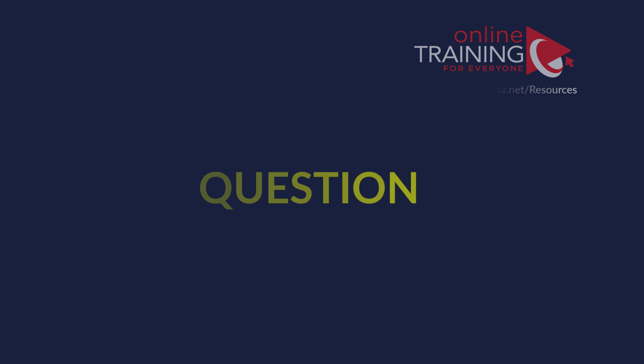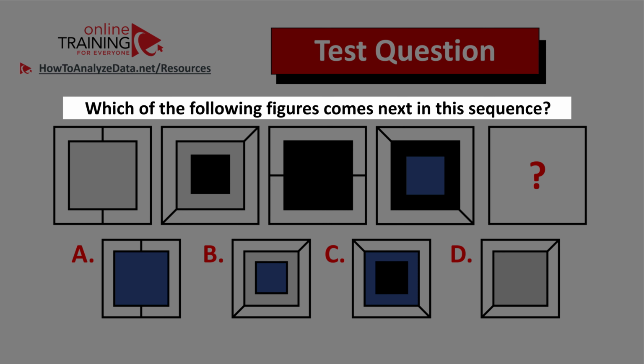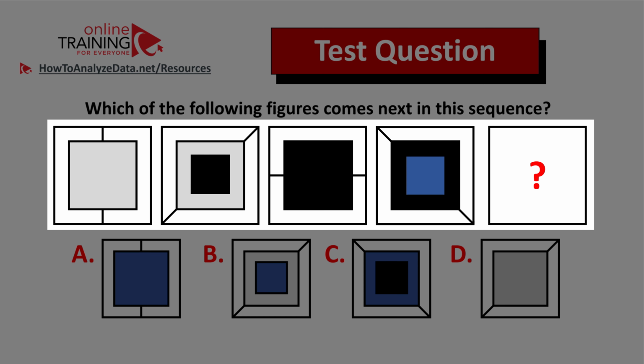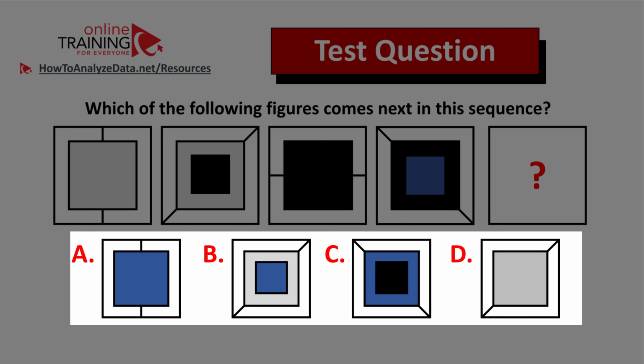Let me share with you a tricky question from the test. I have confidence, though, that you might figure out the answer. Here's the question. Which of the following figures comes next in this sequence? You're presented with a sequence of 5 figures, and figure number 5 is missing. You have 4 different choices to choose from: choices A, B, C, and D.